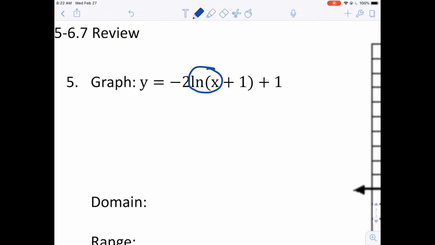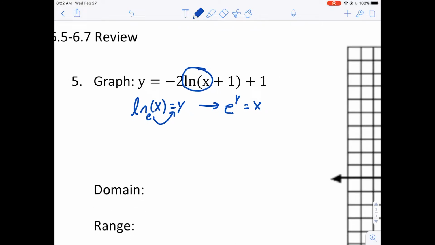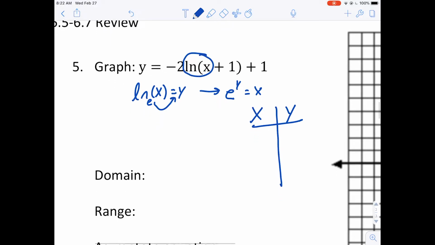So ln of x. So we have the ln of x equals y. Another way to rewrite that, right, is base e. So it would be e to the y equals x. Rewrite it in exponential form. Build our xy table. And we always pick the same 3 y points.